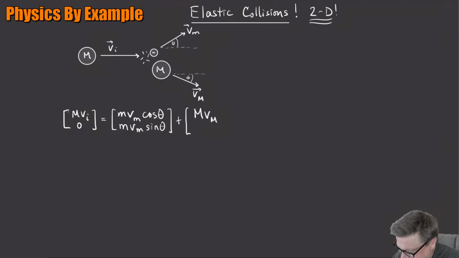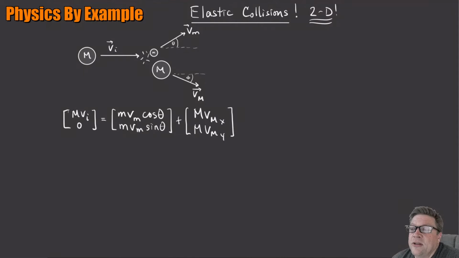You know what? It turns out to be a little bit easier algebraically just to leave it as VMX and VMY and not to worry about the angle. Once we solve for those components, we can get the angle with the inverse tangent. So let's just leave it as components for right now. I think that'll be easier.